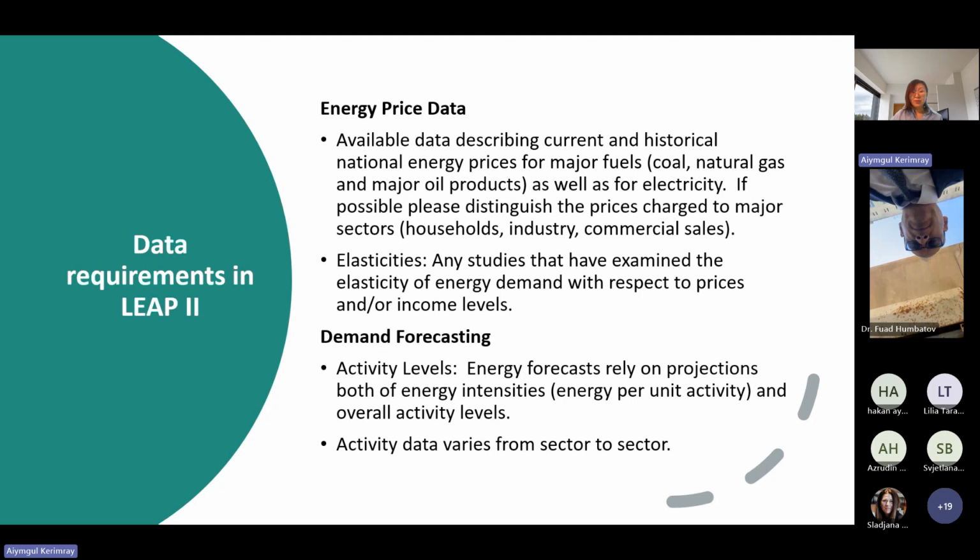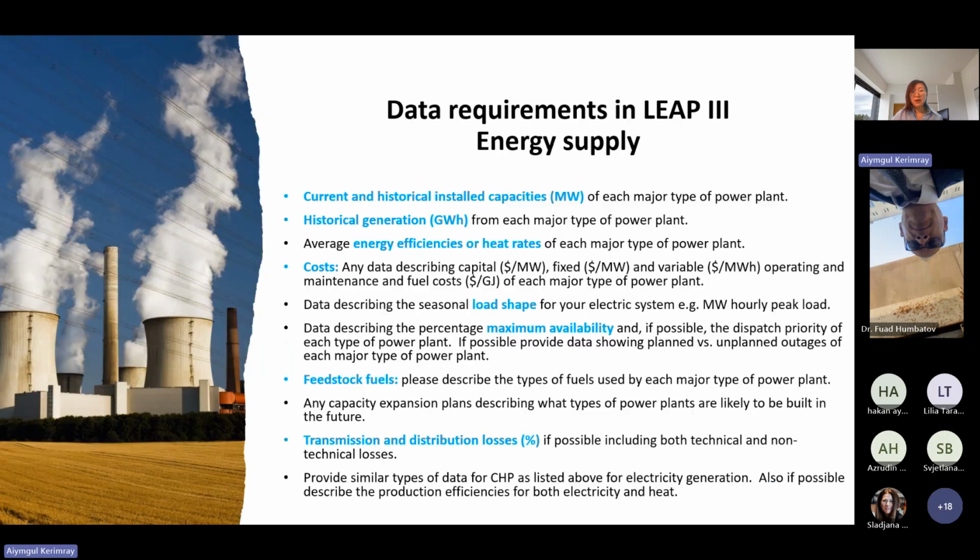Energy prices can be included in the model. Demand forecasting, activity levels should be provided. In terms of energy supply, historic and current installed capacity should be provided for each type of power plant. Efficiencies of power plants, costs, if costing functionality is included, and many other variables related to the power plants should be provided. It depends on what level of disaggregation you want. For example, even hourly load shape can be provided for the power system.